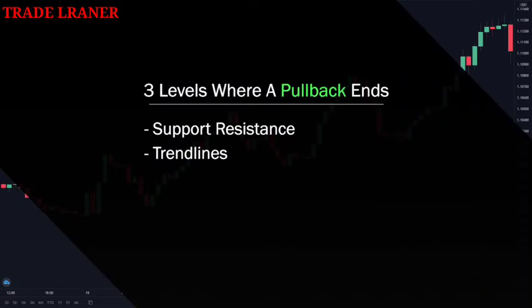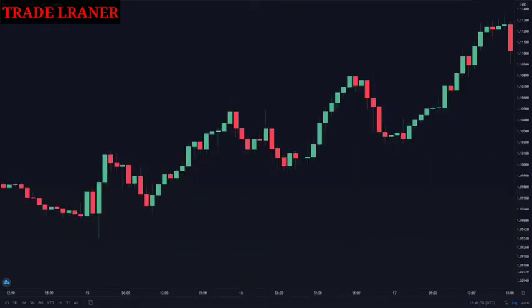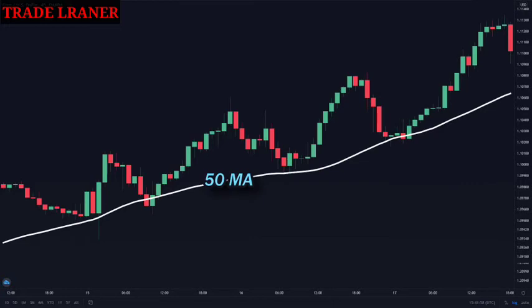Another level where the market can possibly pull back into is the moving average. Here, we spotted an uptrend, and so we can apply the 50-period moving average as our key level. Now remember, for this specific example, we're using the 50-period because that's what the market is reacting to in the past. Markets can also react to other periods like the 20, 100, and 200 period. So you need to adjust depending on what the market is reacting to.